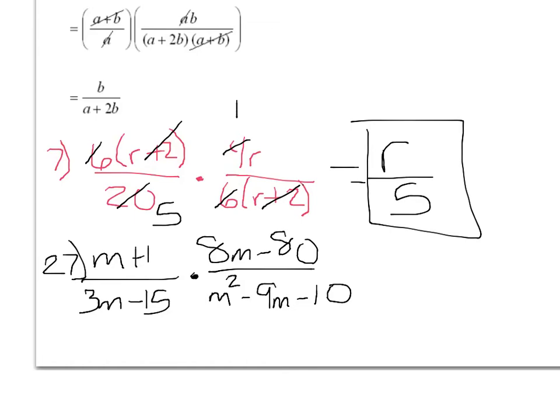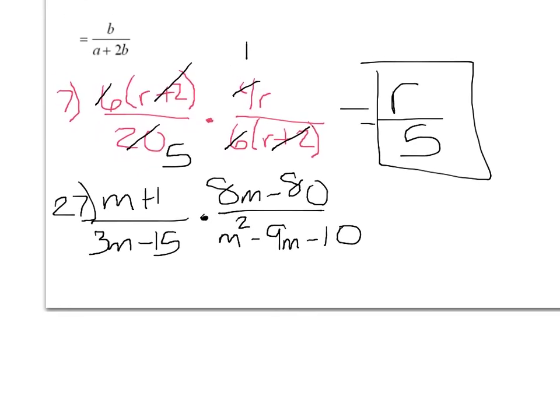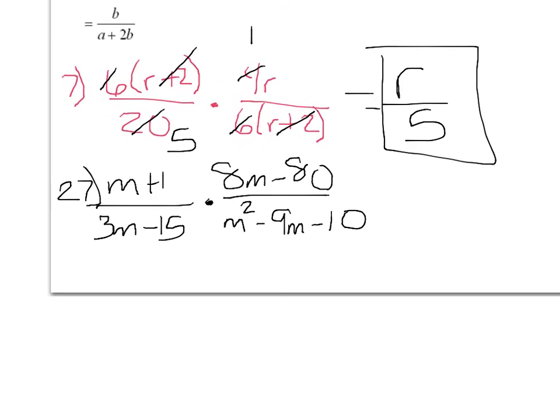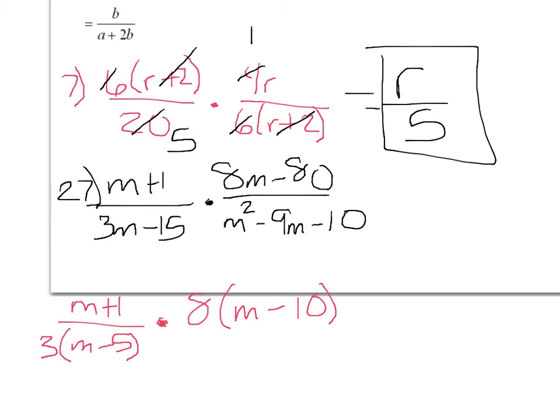Now 27, a little more work, but not too bad. Let's start by factoring everything we can. So the m plus 1 is just going to stay m plus 1, does not factor. 3m minus 15, there's a GCF of 3. When I take the 3 out, I'm left with m minus 5, times 8m minus 80, and 8's common, GCF, and you'll be left with m minus 10.